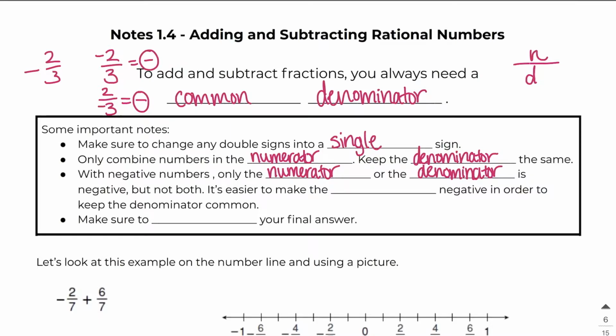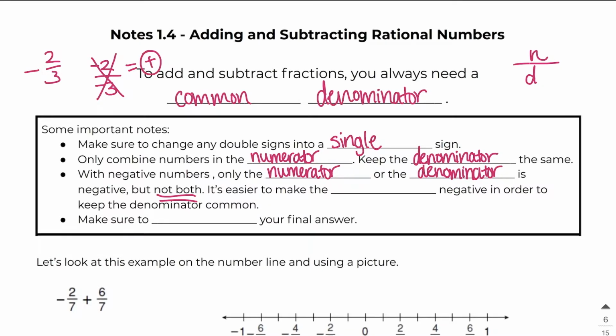We cannot say that both numbers are negative because if you were to do -2 divided by -3, the double negatives would become a positive. So this would be incorrect. So only one of the numbers, either the numerator or the denominator, is allowed to be negative, but not both.